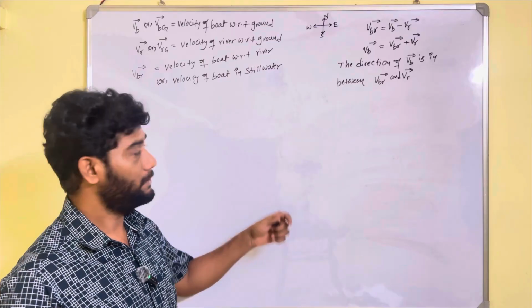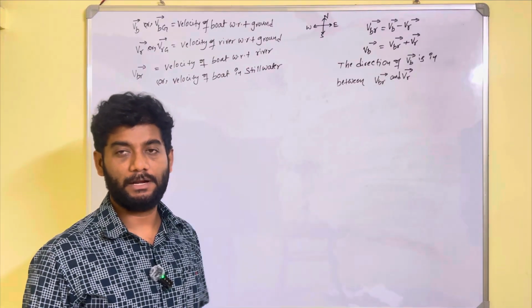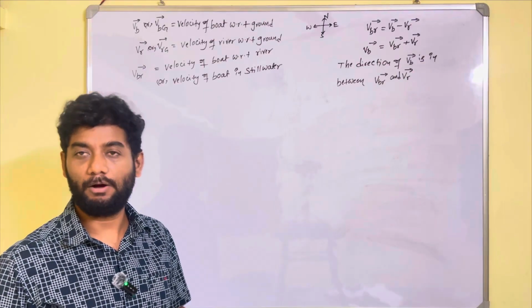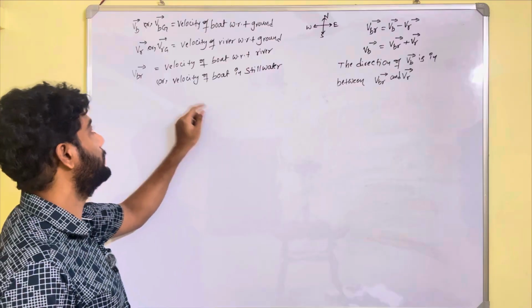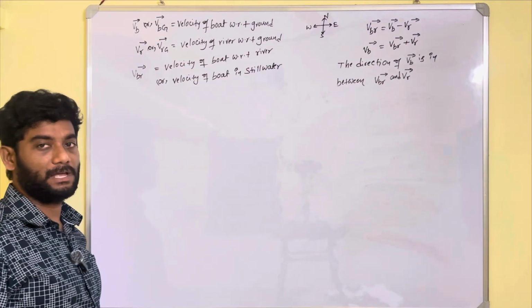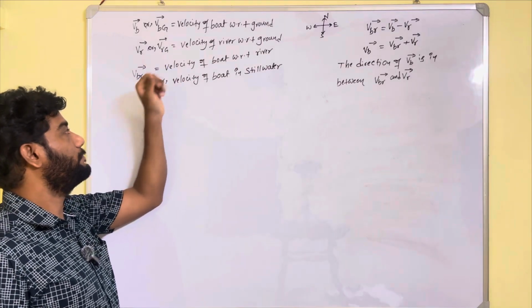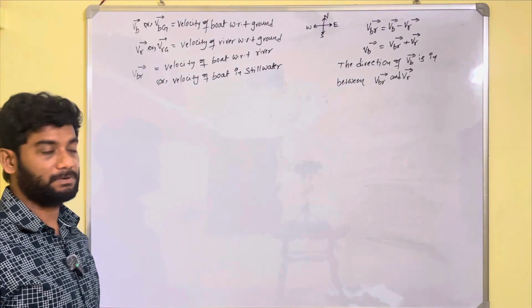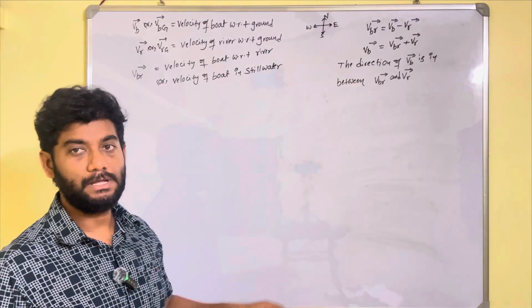Today we discuss how to solve swimmer, river and boat related numericals. This is the basic, you already know about this one. What is VB or VBG? Velocity of the boat with respect to ground. VR or VRG means velocity of the river with respect to ground. VBR means velocity of boat with respect to the river.